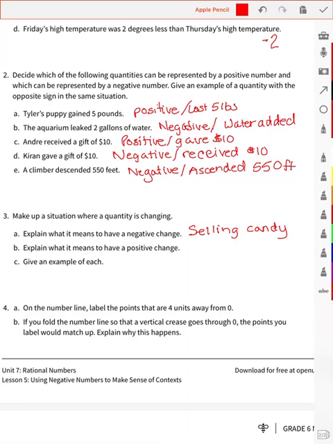Explain what it means to have a positive change. So every time you get more candy to sell, or the money, you would have a positive amount of money. Every time you sell a candy, your positive change would be the amount of money you have. And I already gave the example in each one of those.